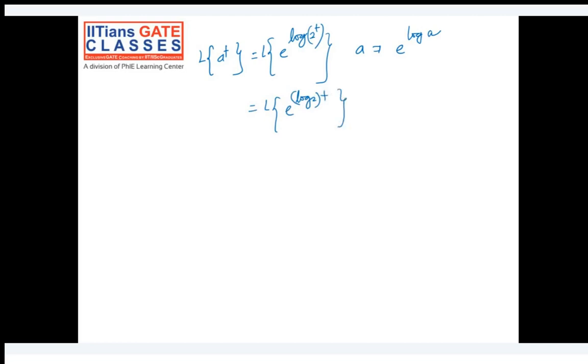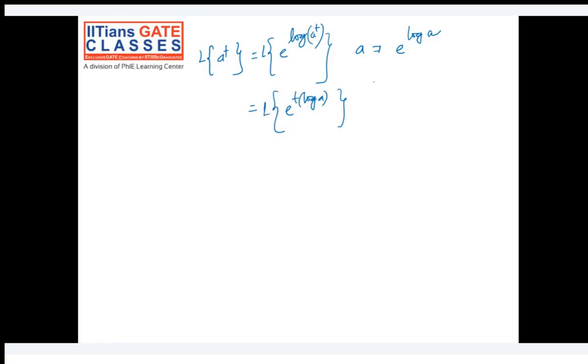And Laplace transform of 2, how has it come, sir? Sorry, e raised to the power t, okay, log of a into t. Can you write it like this? E to the power t into log a.